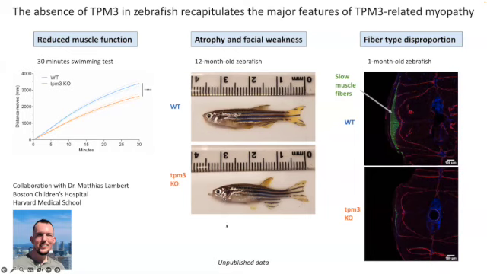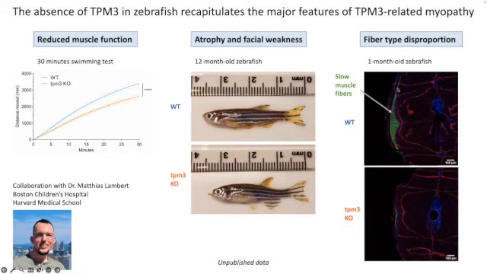I briefly talked about slow and fast muscle fibers in the beginning of my presentation. That is very critical because TPM3 is one of the genes that makes a protein which is only present in the slow muscle. So Matthijs looked at the effect of missing TPM3 in the fish, in both fast and slow muscle. On the top, we cut through the zebrafish, and we can then look at specific proteins by staining them with different colors. In the green, he has stained for the slow muscle fibers.